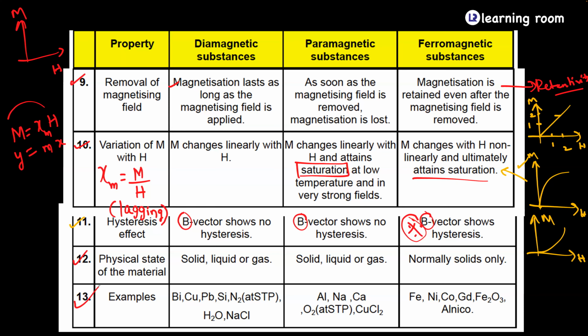Whereas when you talk about a paramagnetic substance, what is going to happen? Aluminum, sodium, calcium, oxygen, CuCl2. These are all the materials which are paramagnetic in nature. Then what about ferromagnetic substances? Iron, nickel, cobalt, these things. We have something called alnico. Any idea what it is? Aluminum, nickel, and cobalt. So it's an alloy. These are all examples of ferromagnetic substances. Right? So am I clear with this? So with this, the chapter is over.